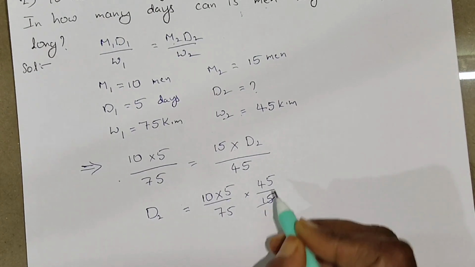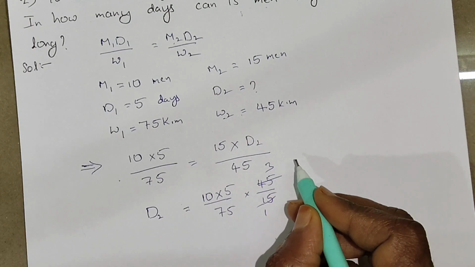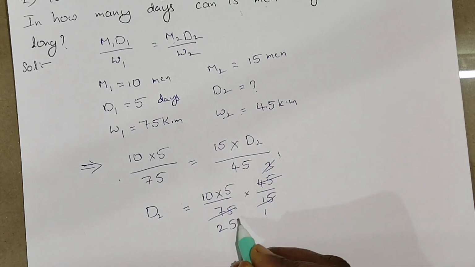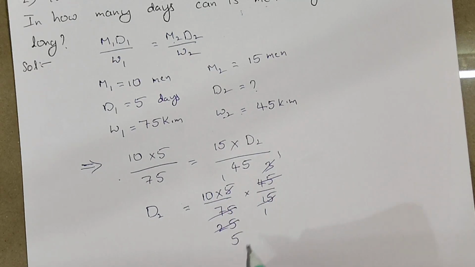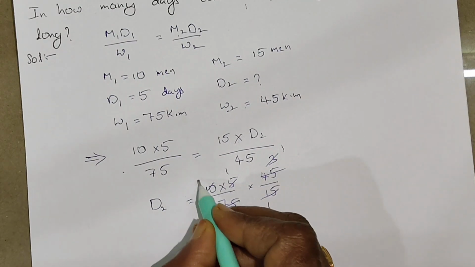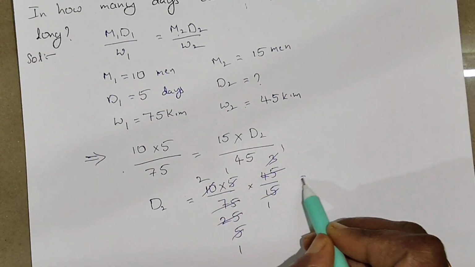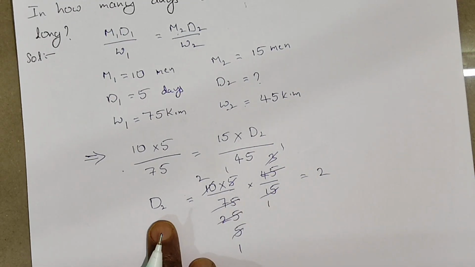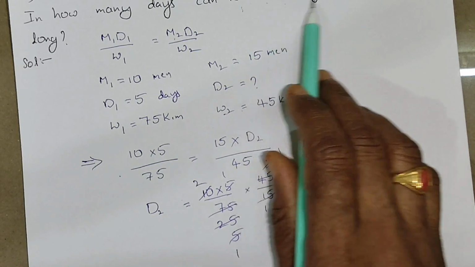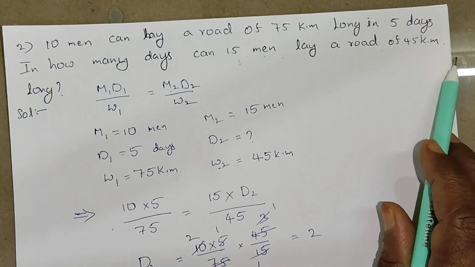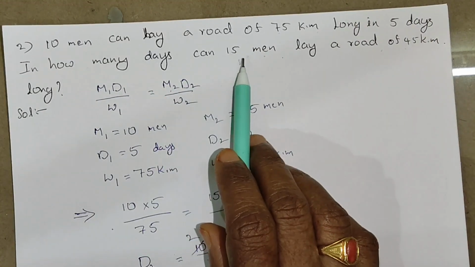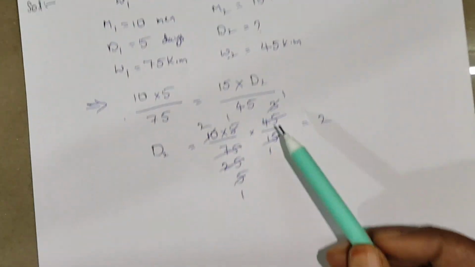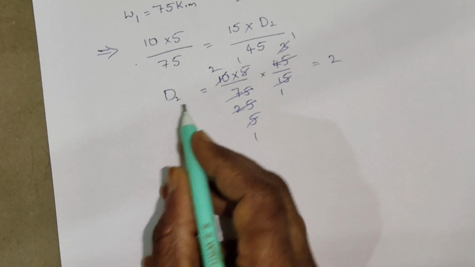So here 15 ones are 15, 15 threes are 45. 3 ones are 3, 3 twos are 6, 3 fives are 15. 5 ones are 5, 5 fives are 25. Finally 2 is there. So we write D is equal to 2. Here the required days is 2 days. In 2 days, 15 men can lay a road of 45 kilometers. So here D equal to 2.